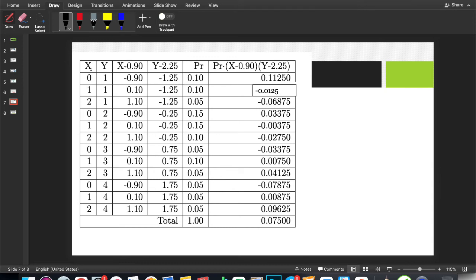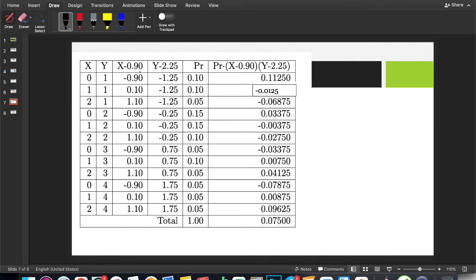Basically you need to tabulate your x and y and their combinations. Okay, so 0 combined with y values, and then 1 combined with y values again, and so on and so forth. Okay, and then you simply follow this. That means 0 minus 0.9, that's negative 0.9, and then 1 minus 0.9 is 0.1, 2 minus 0.9 is 1.1, and so on and so forth.